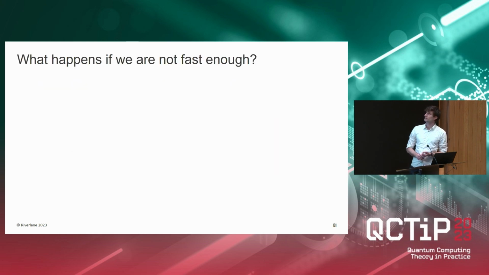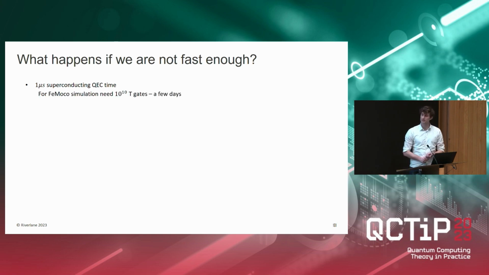So let's see what this means in practice. If we have a superconducting computer, that computer is acquiring syndromes at about a rate of 1 microsecond per round, so we get a set of stabilizer measurements every 1 microsecond. And if we want to simulate something like a FeMoco molecule, which is a common molecule quantum chemists might be interested in, we need approximately 10 to the 10 T gates. So this would take about a few days to run if we assume no feedback lag.